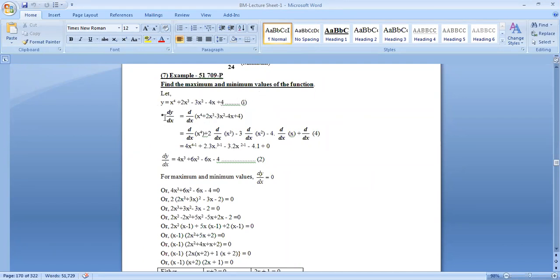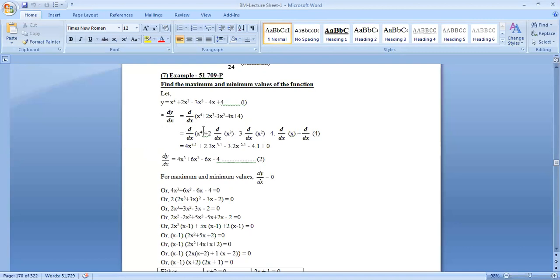Now we will find the first derivative of this function, that means dy/dx. Taking d/dx on both sides of 1, we get dy/dx equals d/dx of x to the power 4 plus 2x cube minus 3x square minus 4x plus 4. Now we apply d/dx to every term: d/dx of x to the power 4, plus 2 times d/dx of x cube, minus 3 d/dx of x square, minus 4 times d/dx of x. That means in every term we have to introduce d/dx.